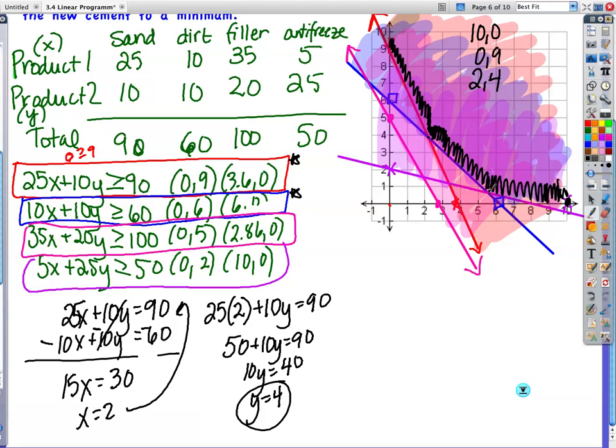Okay, the next vertex of the feasible region is where the purple line crosses the blue line. Purple crosses the blue. So now I've got to figure out this one and this one. Where's the intersection of those two points? All right, I'm going to scroll down just a little further here.